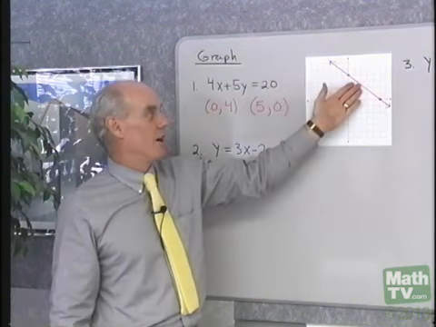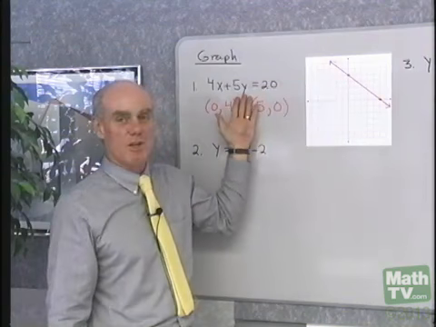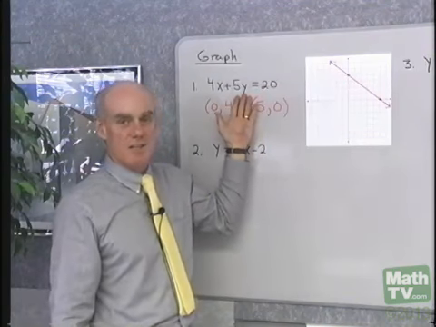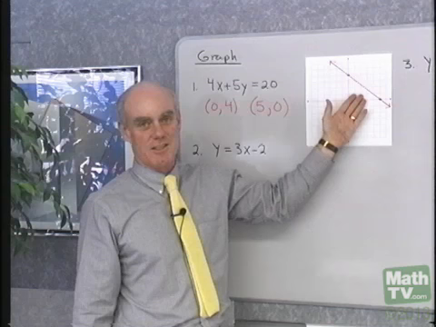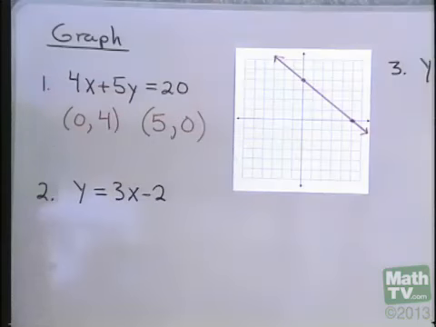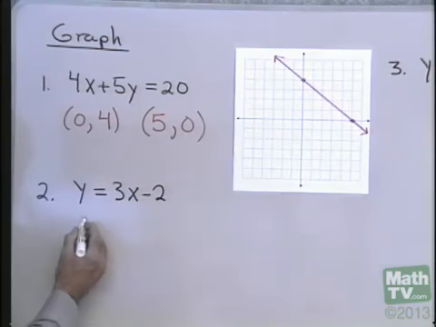Every point on this line has coordinates that satisfy this equation, and every ordered pair that satisfies this equation has a graph that lies on this line. Let's look at another equation. Y is equal to 3x minus 2. And so in this case, let's just find a couple of ordered pairs.